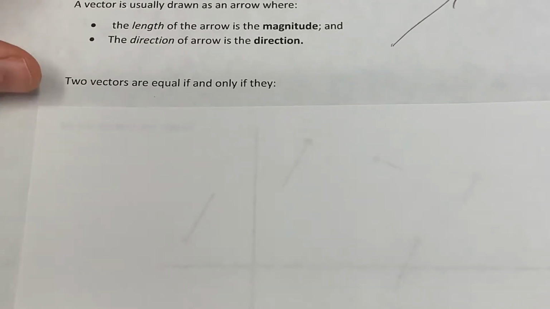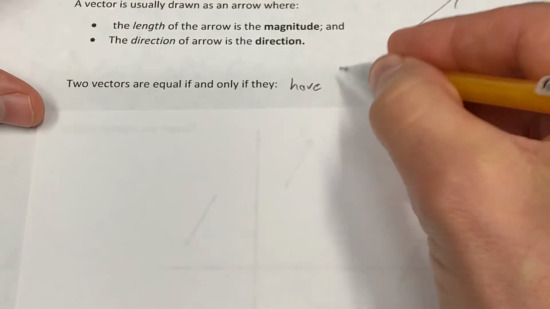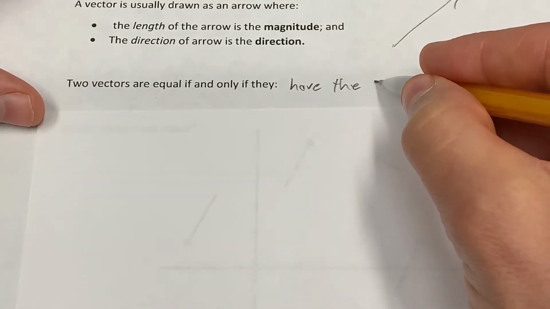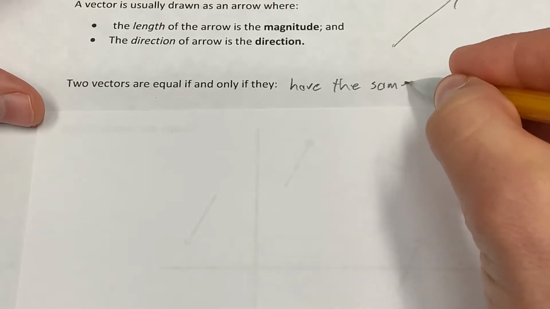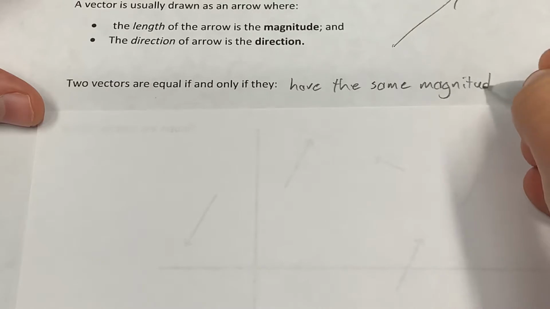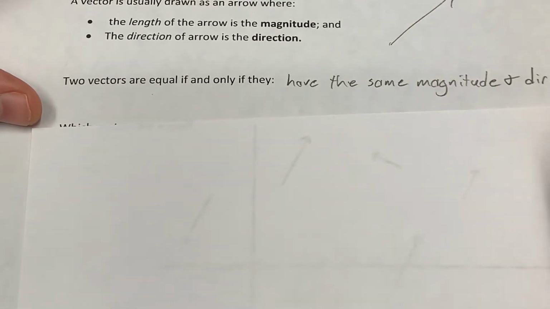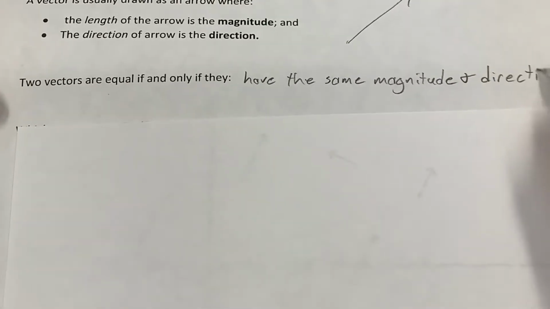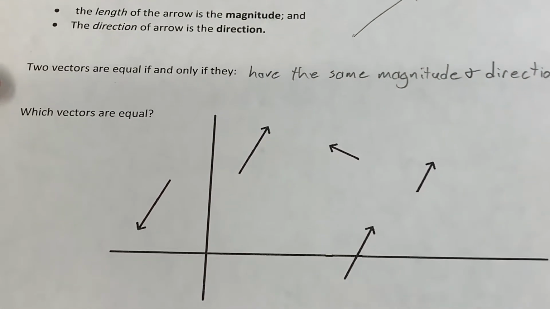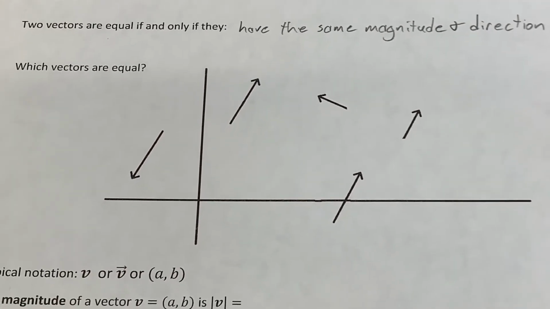So two vectors are equal if and only if they have the same length and the same direction. The same magnitude and direction. Fair enough? Okay, so which vectors are equal here?